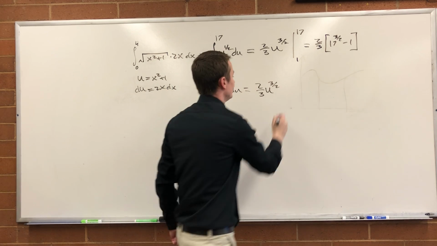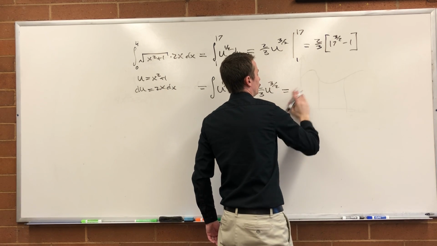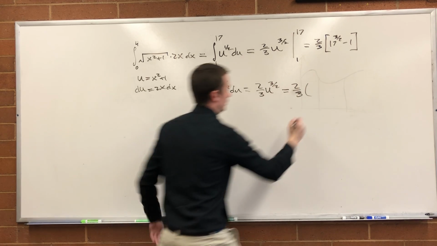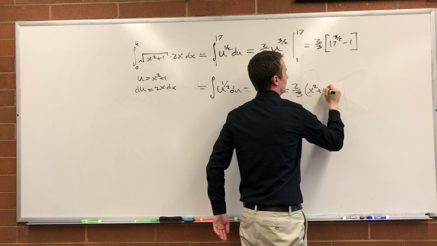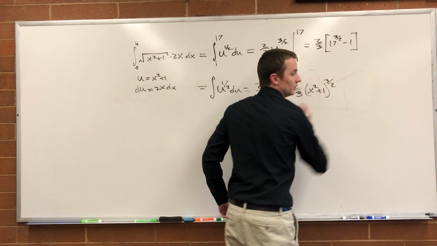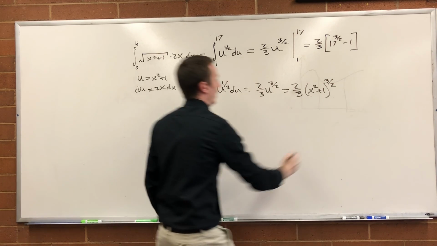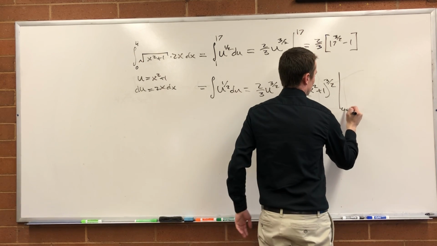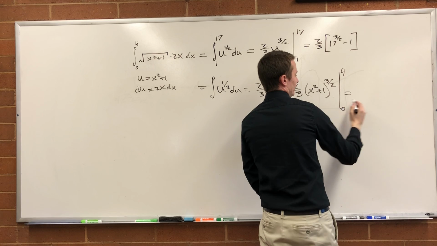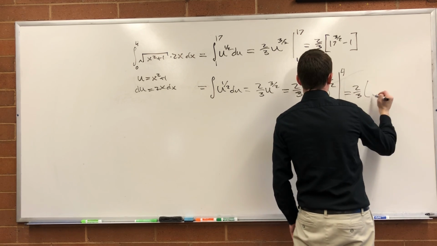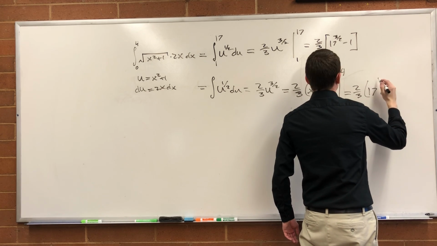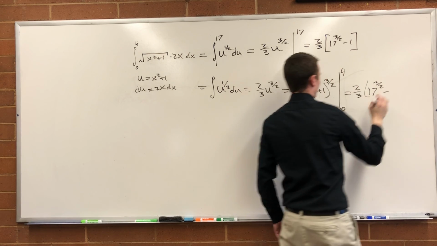But this is equal to 2/3 times x squared plus 1 to the 3/2, right? And now we need to evaluate this from 0 to 4. This is equal to 2/3 times, when you plug in the 4, 16 plus 1 is 17, 17 to the 3/2 minus, we plug in 0, 1.